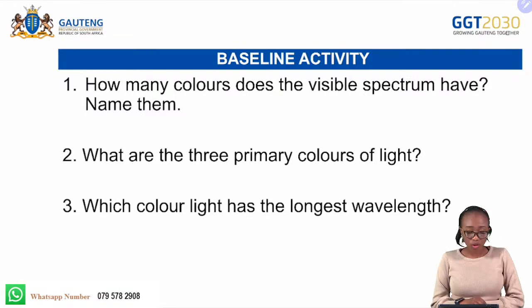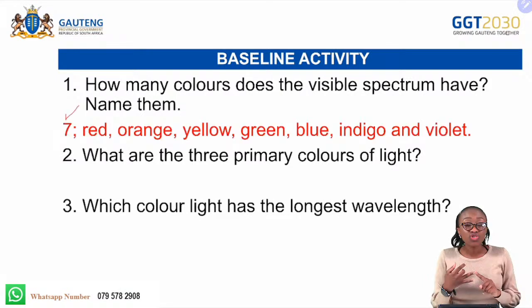The first part of the question is asking us how many colors there are. And then the second part of the question is asking us to name them. So, red, orange, yellow, green, blue, indigo, and violet. There are 7 of them. Roy G. Biv. Remember the acronym from last week? Roy G. Biv.